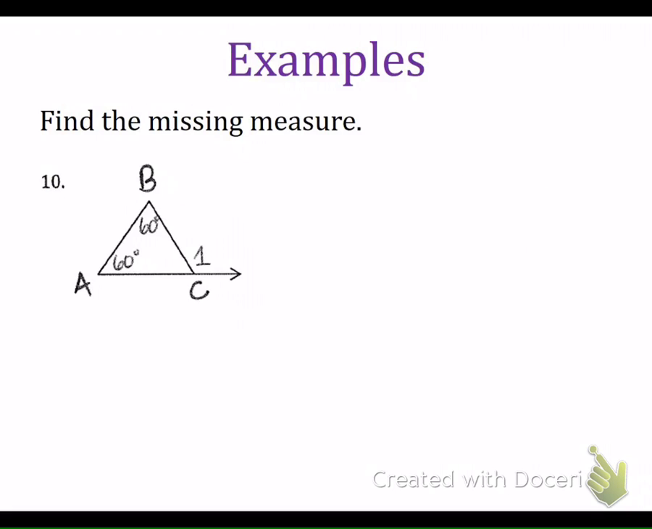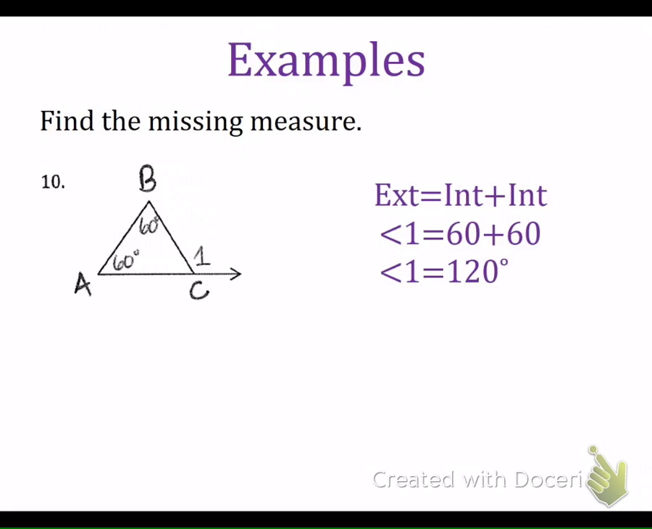All right. Same thing here. We have an exterior angle. We have two interior angles on the opposite side of the triangle. 60 plus 60, good. 120. 120.